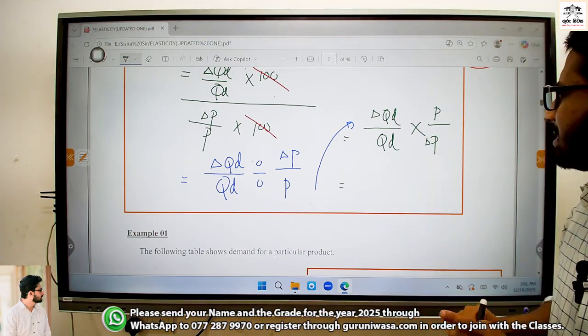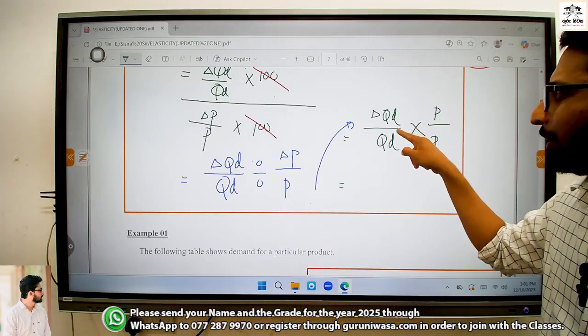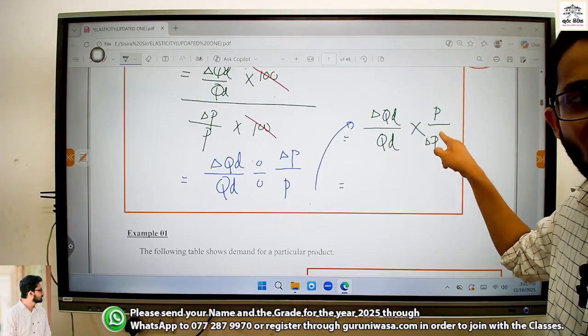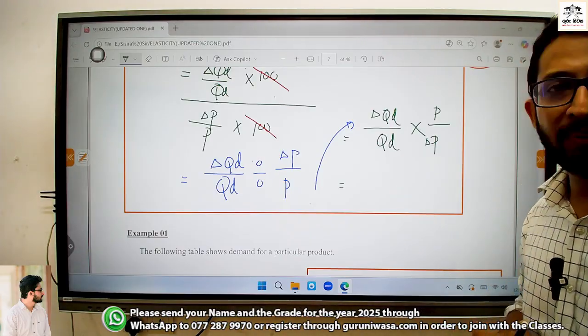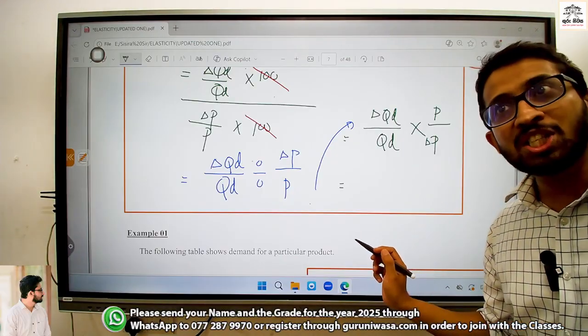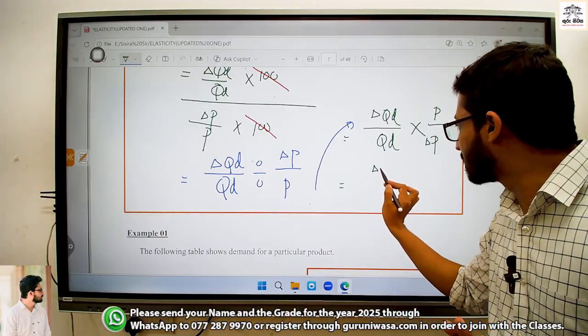But this is very unfamiliar, right? Read it out. Delta QD divided by QD into P over delta P. This is very unfamiliar, and also it's difficult to remember. So we can make a small change without changing your answer. We can change this equation a bit.